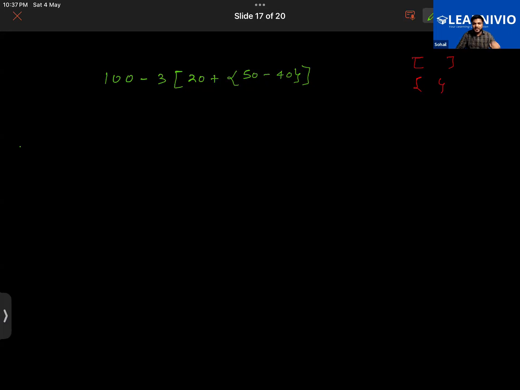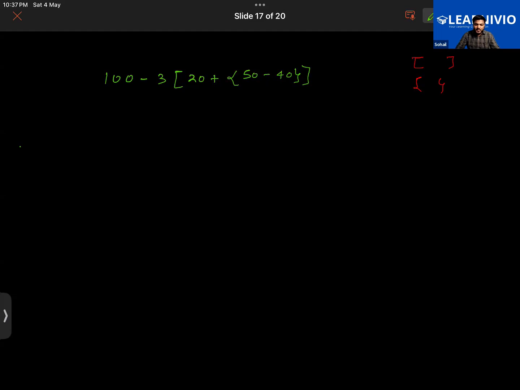So there are different types of brackets in BODMAS. But why do I start with that one? You have to start from here. When the question comes, you have to start it from that one.